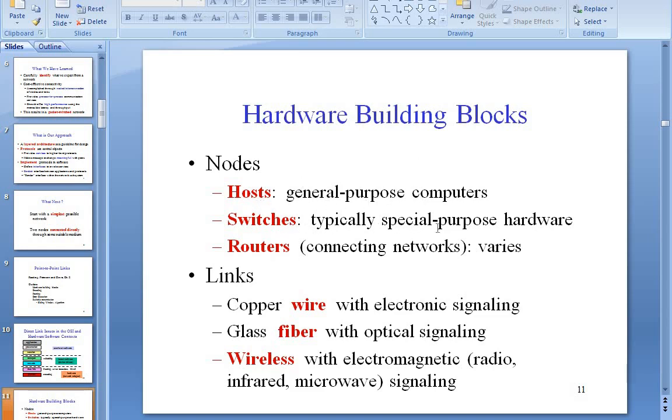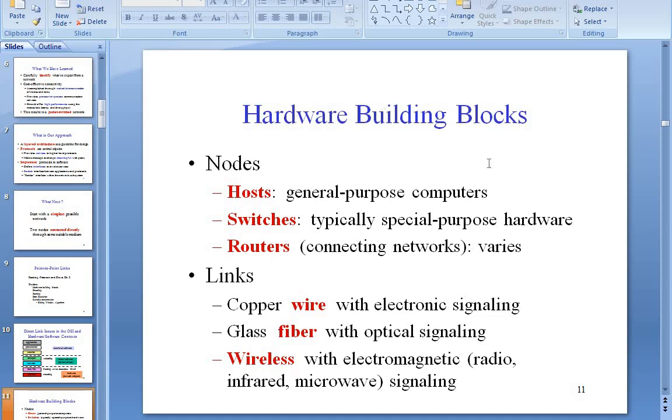Switches are typically special purpose hardware. Through switches you can connect multiple hosts with each other, and you can further connect switches with each other, or a router can be used to connect different switches. So routers are used to connect network segments.